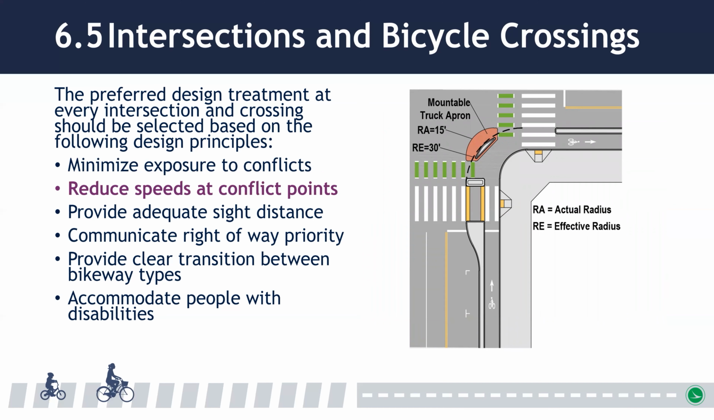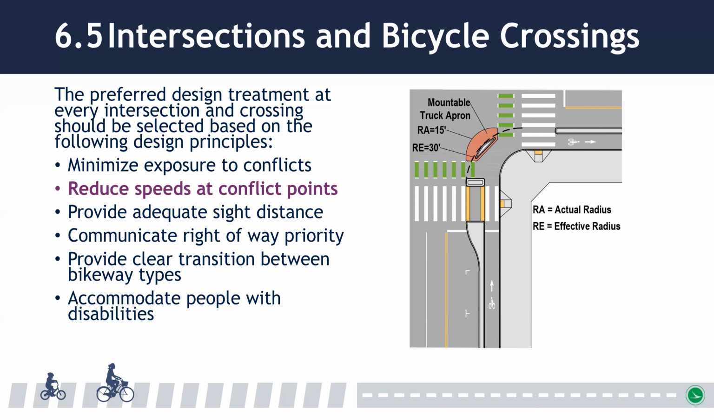If conflict points cannot be eliminated, intersection designs should minimize the speed differential between users at the locations where these traffic movements intersect. Reducing speeds at conflict points, particularly the speeds of motor vehicles, may allow all users more time to react to and avoid a crash. And reducing speeds further can reduce the severity of potential injury if a crash does occur.